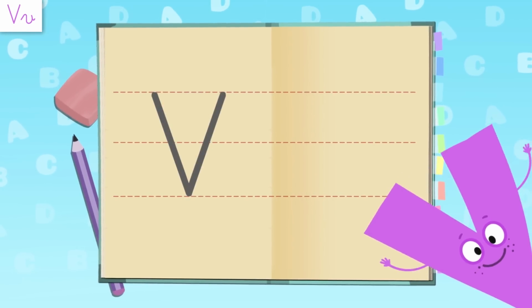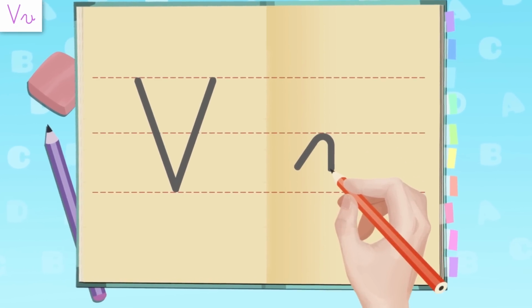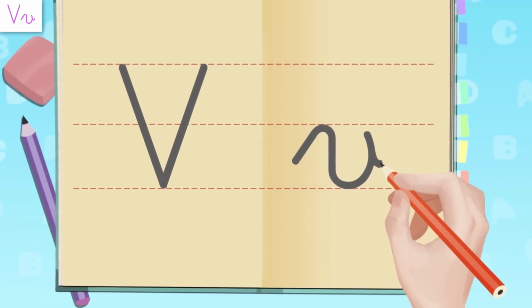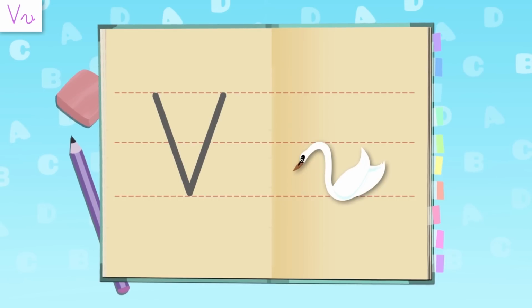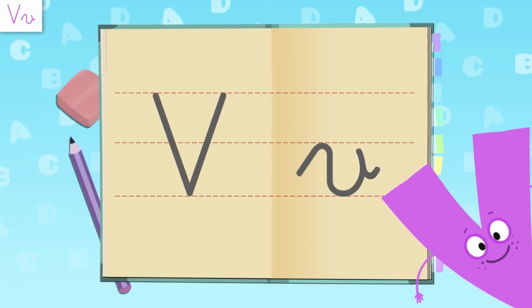Now let's look at the smaller caps. We start here and go up and curve down. And up again and a little bit down. Phew! That was a bit crazy. But look! I look like a swan. Try it at home with pen and paper. It's super easy.